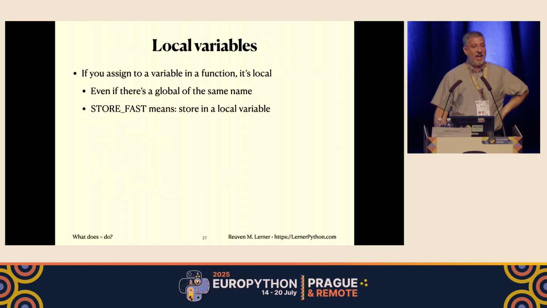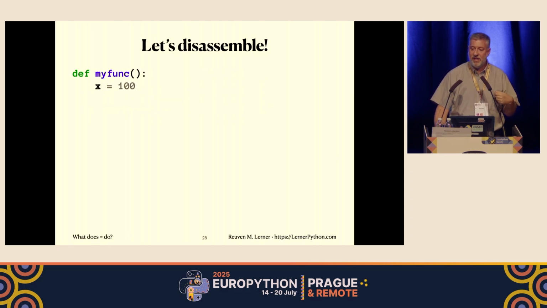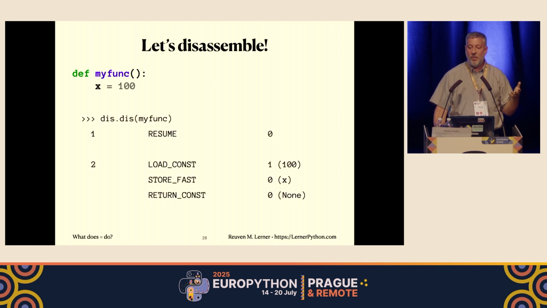So if you assign to a variable in a function, it's local, even if there is a global of the same name. And that's because it's a separate, different bytecode. We use STORE_FAST. So if I say here, def my_func(): x = 100, exactly what we had before, but now what's going to happen, you see here, STORE_FAST. This is a very different bytecode than we had before.